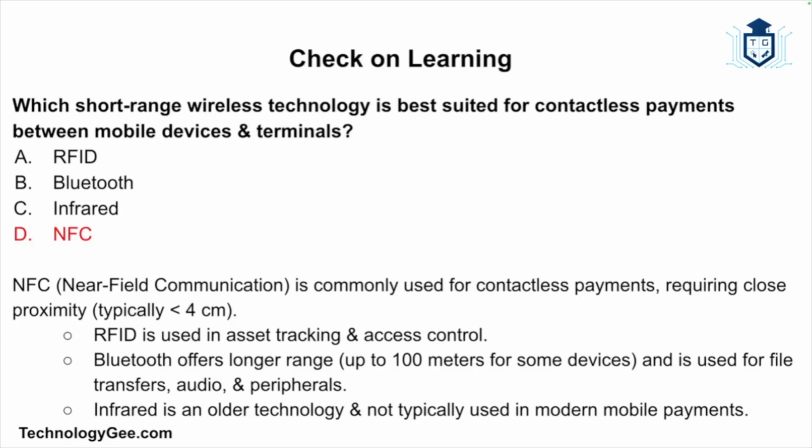RFID is used in asset tracking and access control. Bluetooth offers a longer range of up to 100 meters for some devices and is used for file transfers, audio, and peripherals. And infrared is an older technology and not typically used in modern mobile payments.